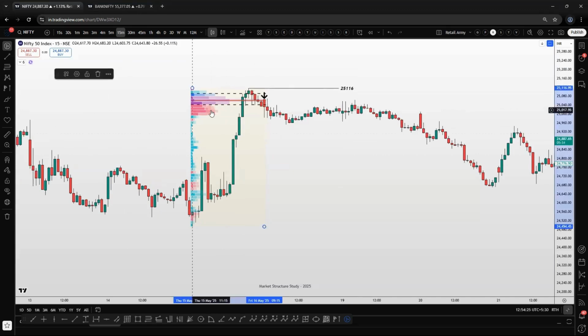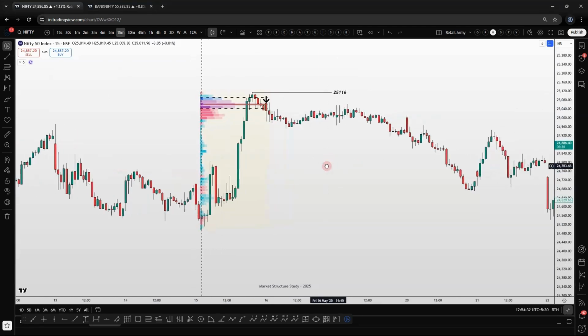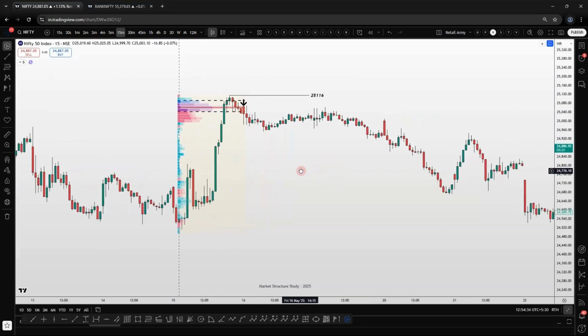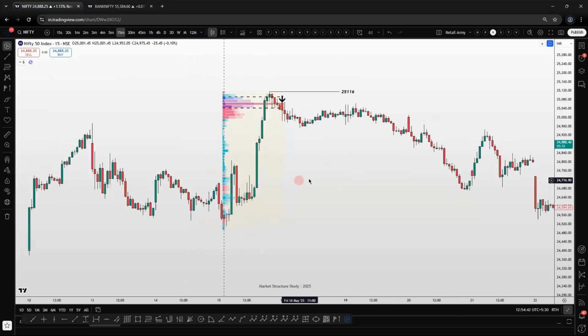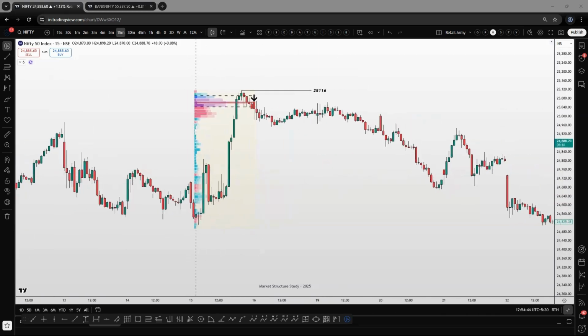Now, is this enough? Is this data, this analysis, enough for us to make a plan? Is it enough for us to take a trade in the market? No, this is absolutely not enough. All this analysis is good for an analyst to understand what is actually happening in the market. So what happened was I waited for one more day.